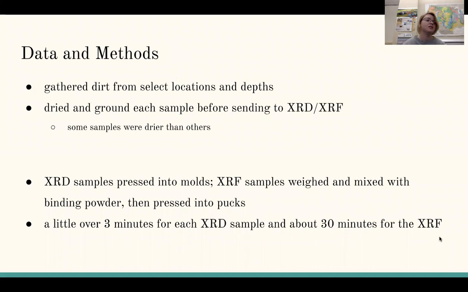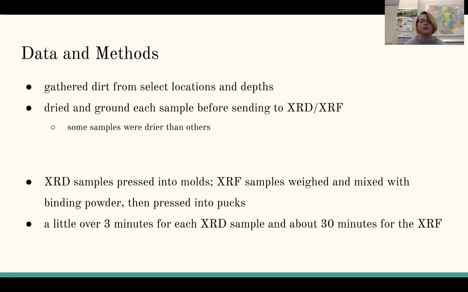Our data and methods. For this project, I gathered 5 dirt samples from select locations and depths, which will be explored more in the next slide. Before sending the samples to be run through the XRF and XRD, I first had to dry and grind them up to a superfine powder. Some of my samples were drier than others, but I still stuck them in the oven to suck out any residual moisture.